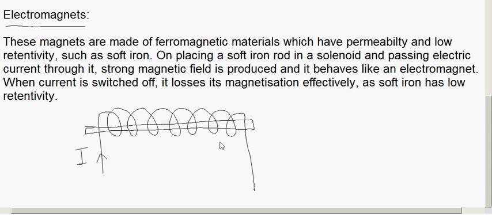This type of soft iron is used in transformers. Some examples of these electromagnets are in cores of transformers, in galvanometers, in generators, etc. We use this soft iron core because only when electric current is passed, it behaves like a magnet.